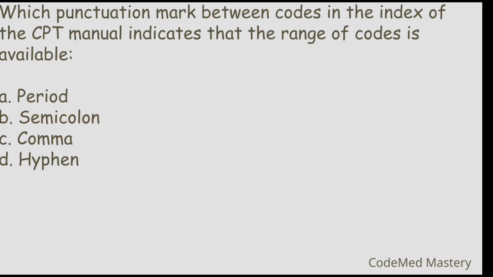Next question. Which punctuation mark between codes in the index of the CPT manual indicates that the range of codes is available? Option A, period; option B, semicolon; option C, comma; option D, hyphen. The right answer is option D, hyphen.